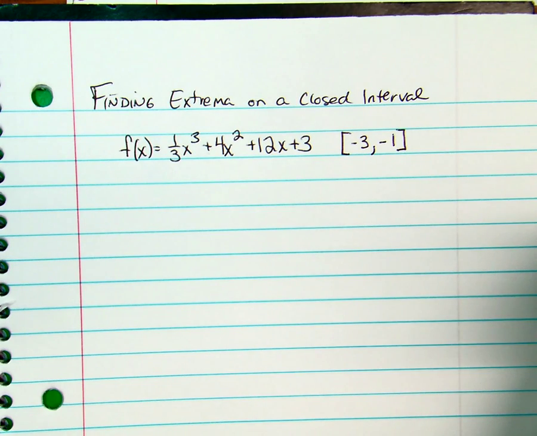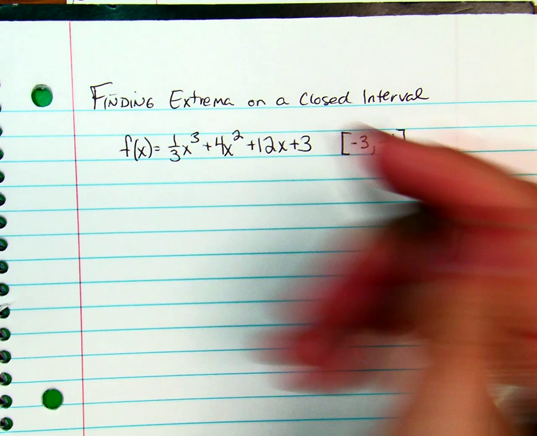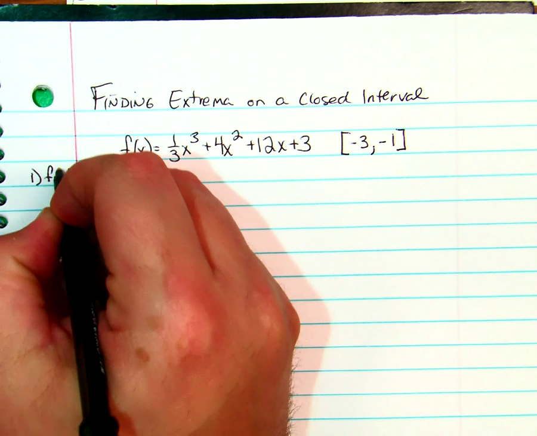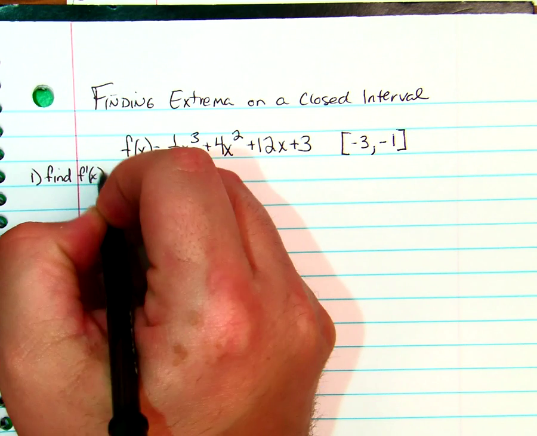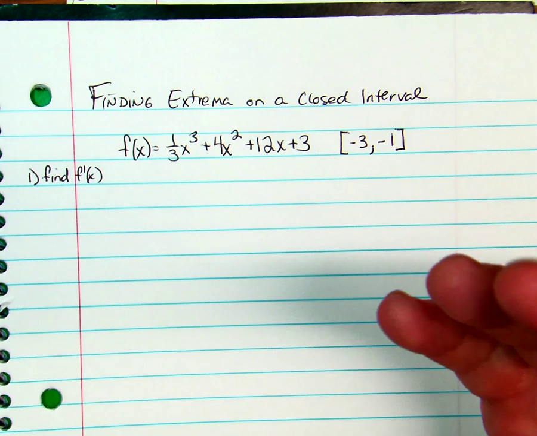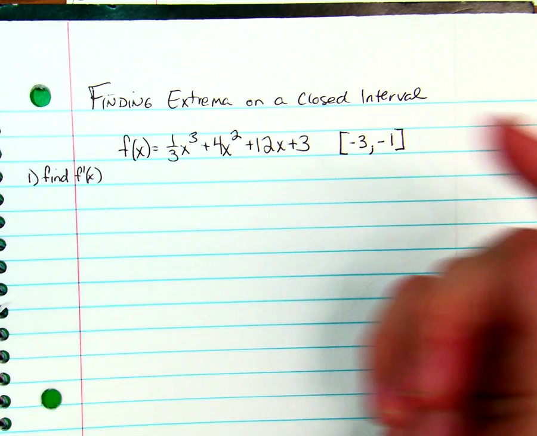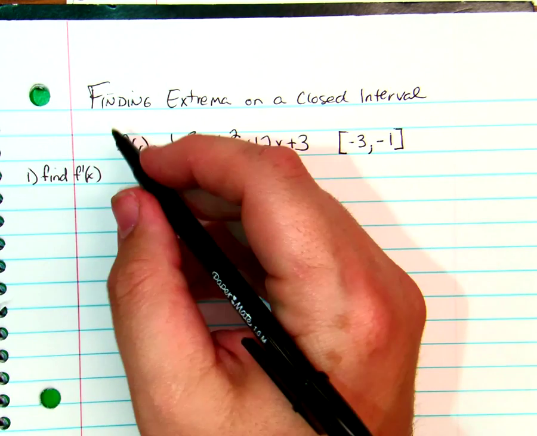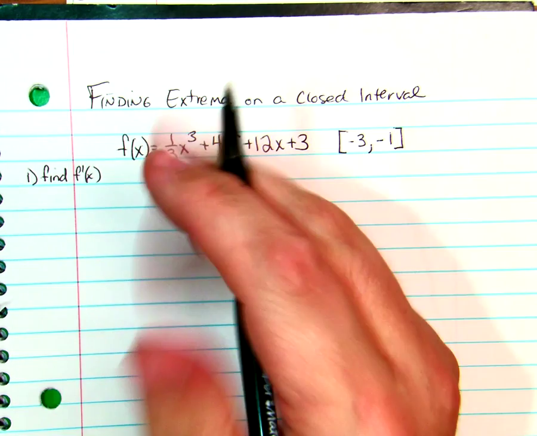Now, this is a step-by-step process, a checklist. So 1, find f prime of x. So the first thing we do is calculate the derivative. Remember, find doesn't mean say, oh look, there it is. It means calculate. So I should probably write calculate, but for right now, just go with find.